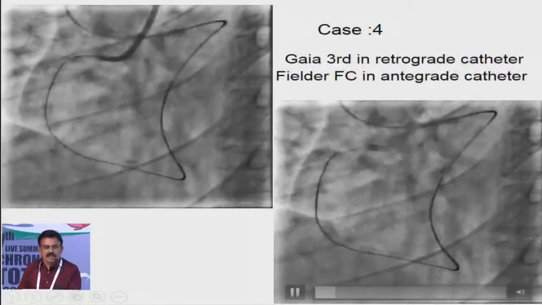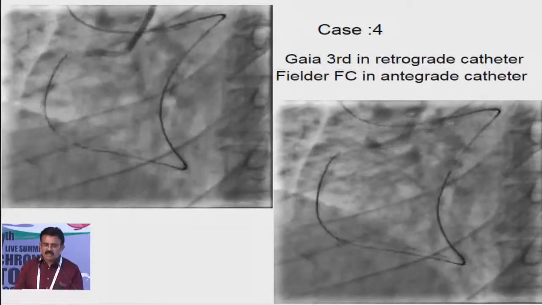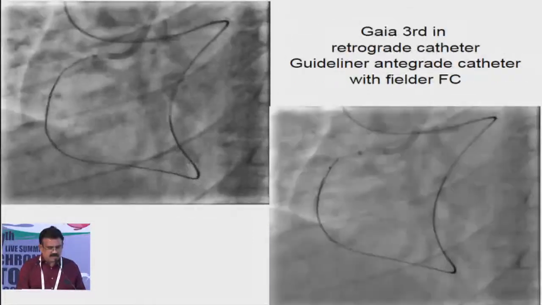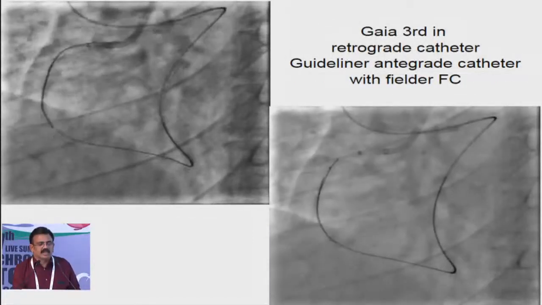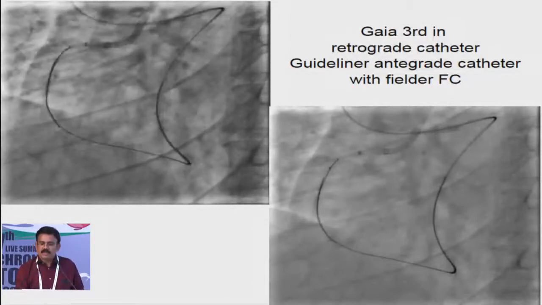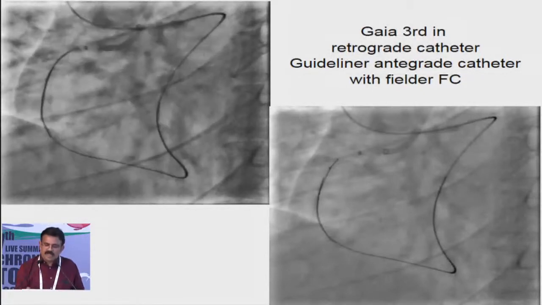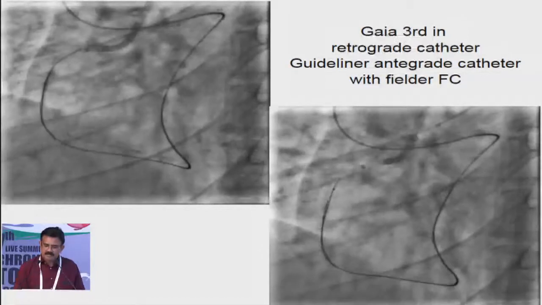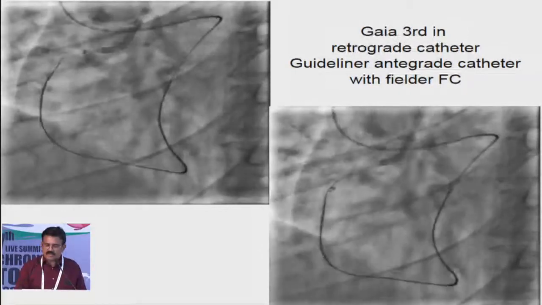We push the wire down. Once the wire is going down, we decided to take a Corsair because nothing is happening. So we have taken a guide liner there, the guide liner in the antegrade catheter. We pushed the wire, the wire is not going. The Gaia Third in the retrograde wire, the guide liner in the antegrade wire, we pushed the guide liner much more down. The wire is not taken inside.